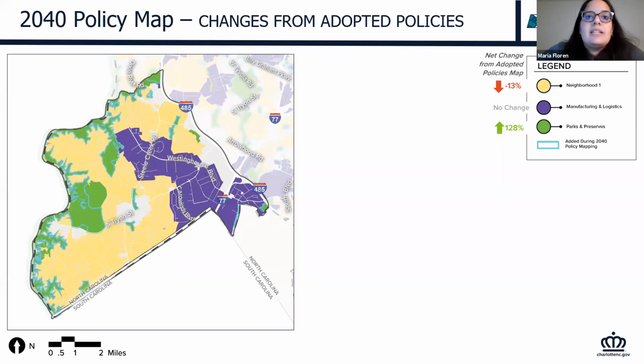In some areas, these place types were already preserved based on adopted policies. The areas in blue show additional areas where these place types were preserved as part of this step. You can see the % change in these place type assignments on the right side.